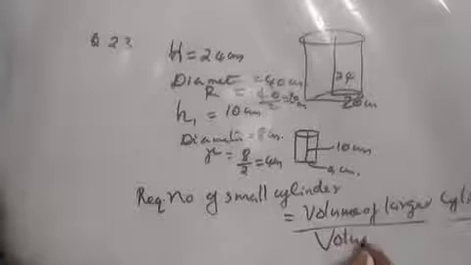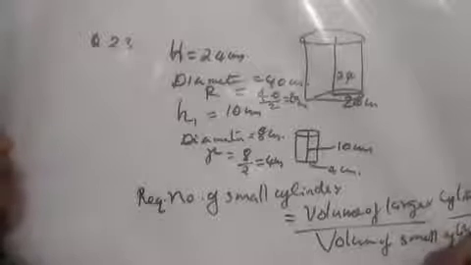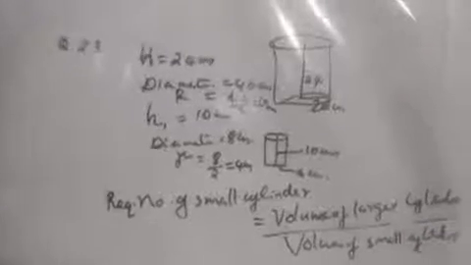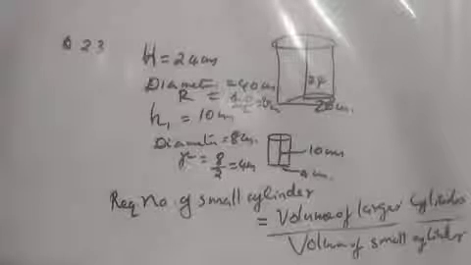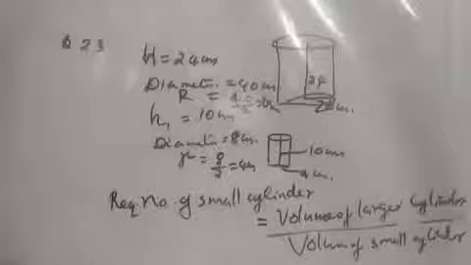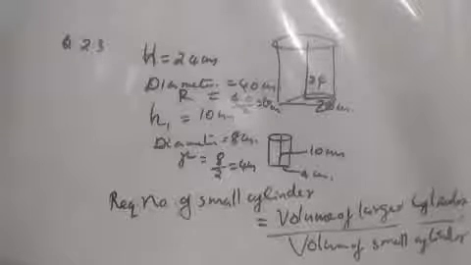the volume of the small cylinder. Okay, volume of large cylinder by volume of small cylinder. Let us apply the values. Pi r square h is the volume of a cylinder. So we can apply the values and find out the number.